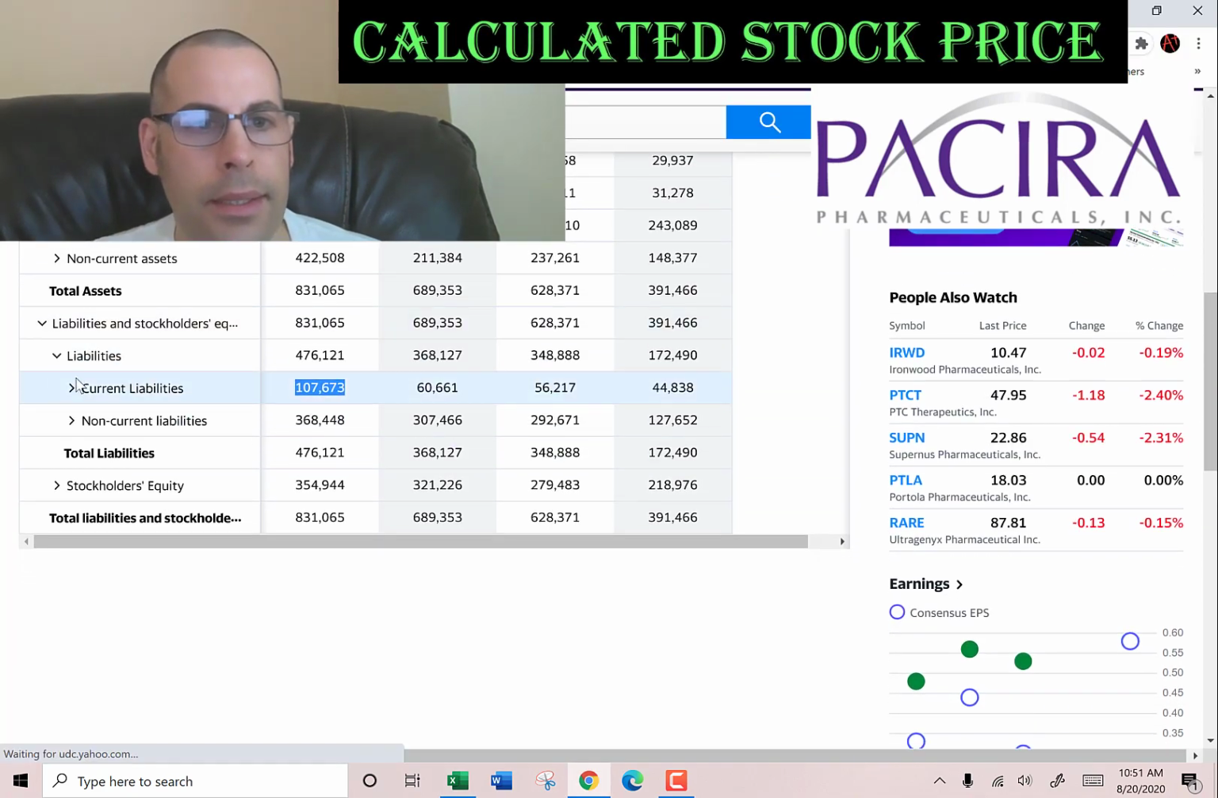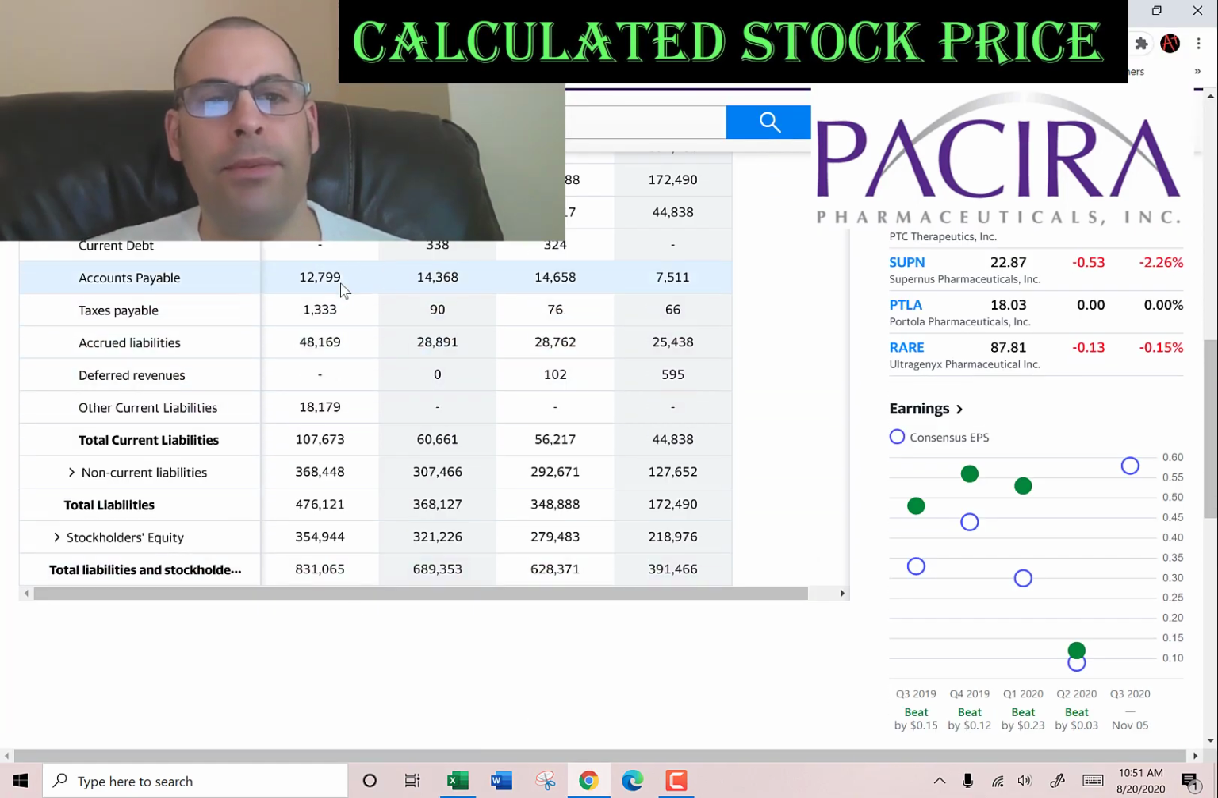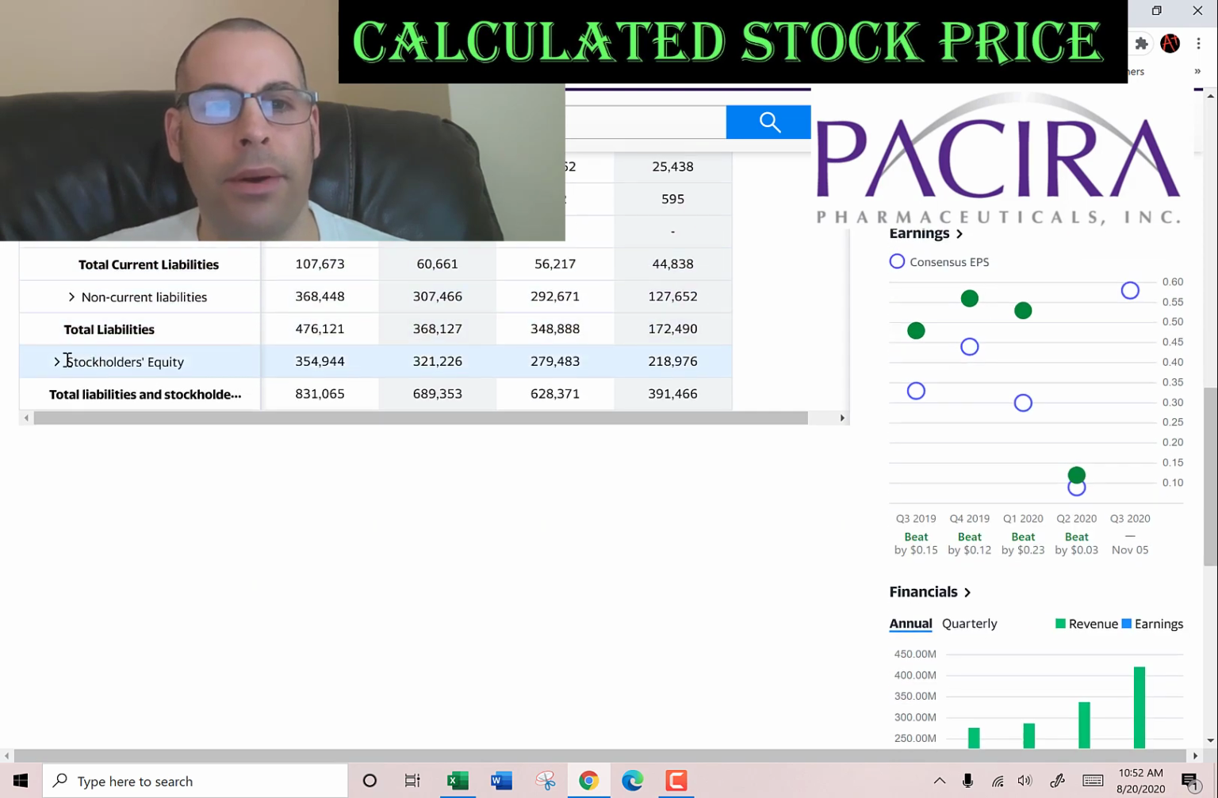Let's see what that is. That's $12.8 million of accounts payable. That's what this company owes other companies. $1.3 million of taxes payable. That's what they owe the government over the next 12 months in taxes. $48 million of accrued liabilities. These are expenses that the company has accrued but it has not yet paid, and $18 million of other.